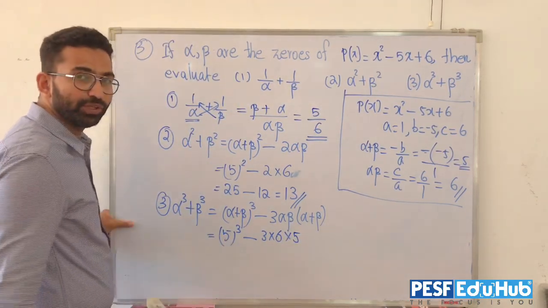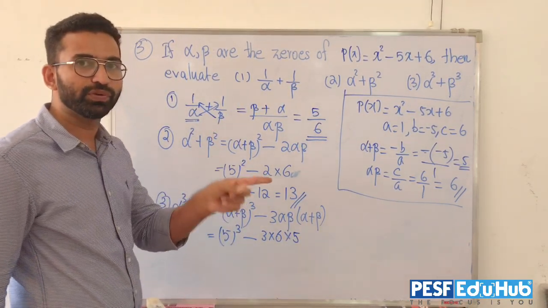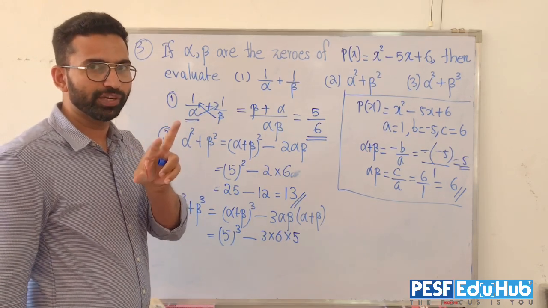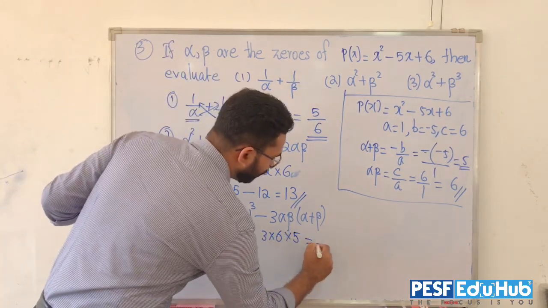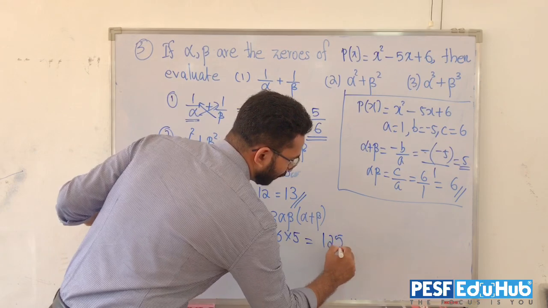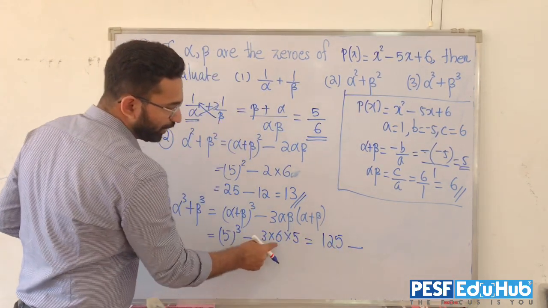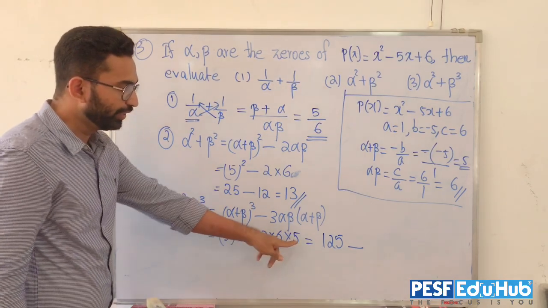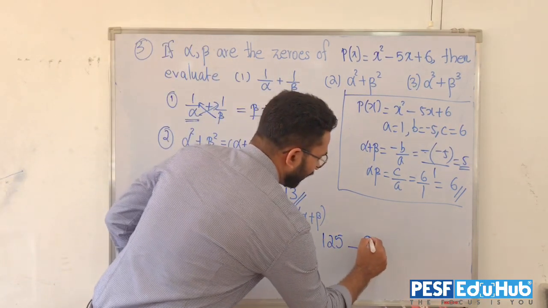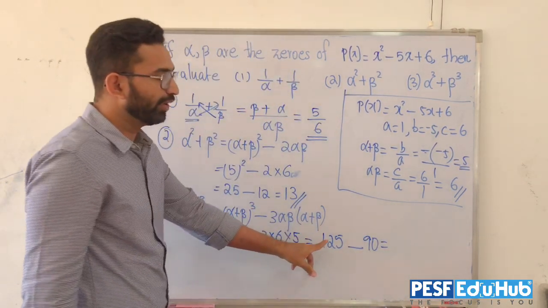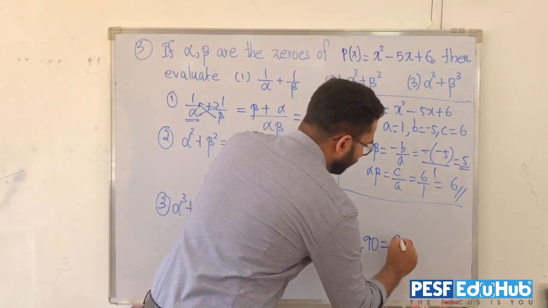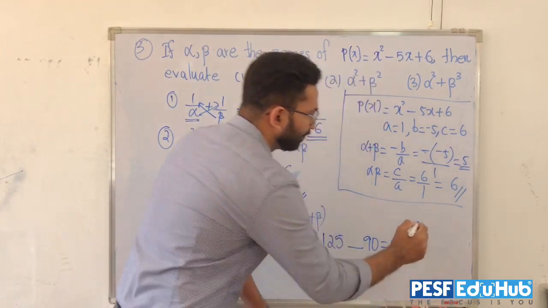So how much is 5 cube? 5 cube means 5 into 5 into 5. 5 into 5 is 25. Again multiplying with the 5 you will get 125. So 5 cube equal to 125 minus 3 into 6 is 18. 18 into 5 when you multiply you will get 90. So 125 minus 90 you will get it as 35.